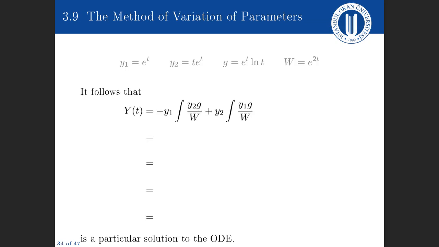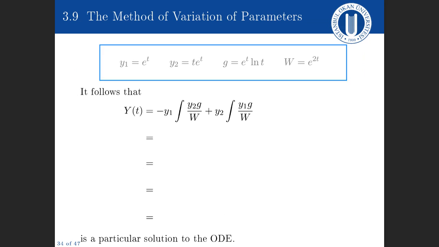Okay, so let's recap what we know. At the top, we have our two functions, y1 and y2. g from the differential equation was e to the power t ln t, and we know that the Wronskian is e to the power 2t. Now we're ready to do our calculation. We're ready to substitute these functions into the formula.